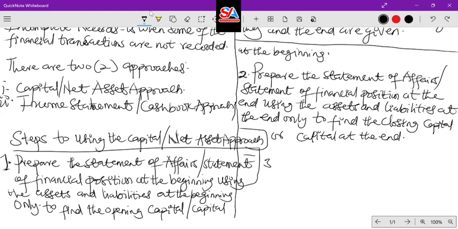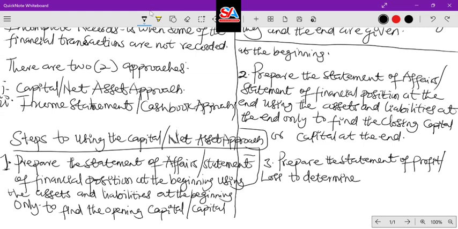Then the last step is prepare the statement of profit or loss to determine the profit or loss for the period. Statement of profit or loss to determine the profit or loss for the period.